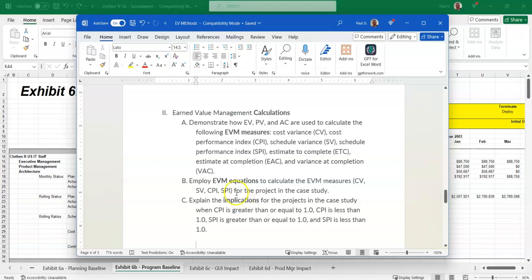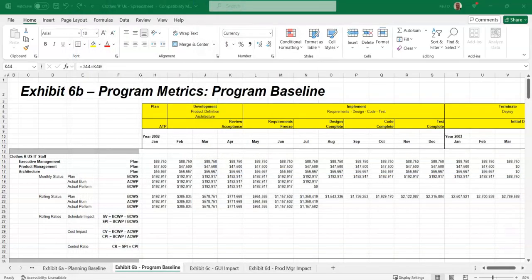Now on part B, employ earned value measurement equations to calculate EVM measures, cost variance, schedule variance, CPI, SPI for this project in the case study. So now we're getting more specific to the spreadsheet that's provided. Here is the spreadsheet down here.